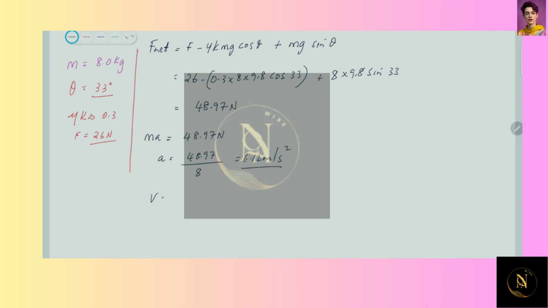Now, from the equation v equals u plus at, we expect that v should be equal to 0 plus 6.12 multiplied by time. We're looking at 2 seconds, so that should be equal to 12.24 meters per second. And that is therefore your answer.